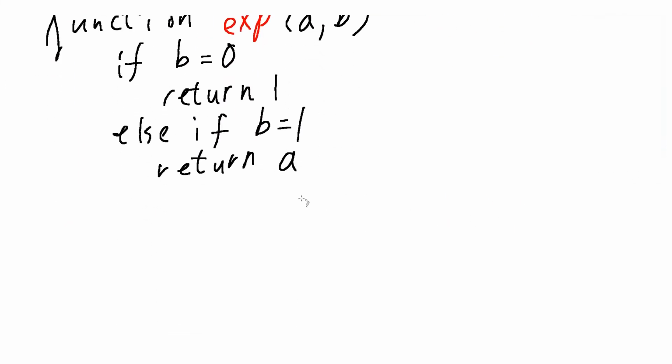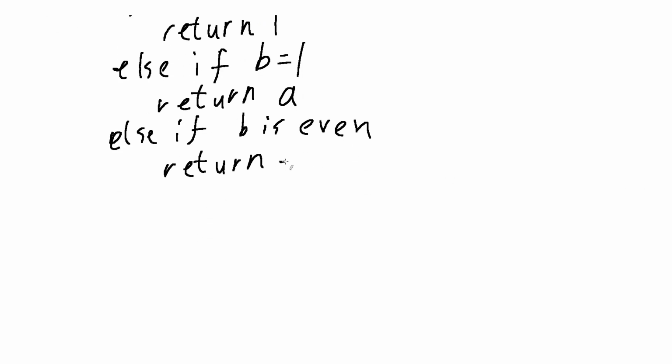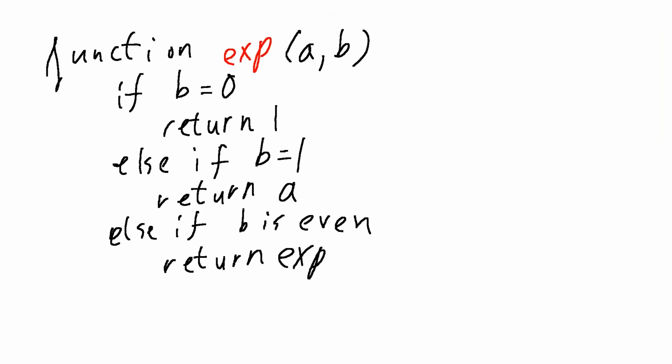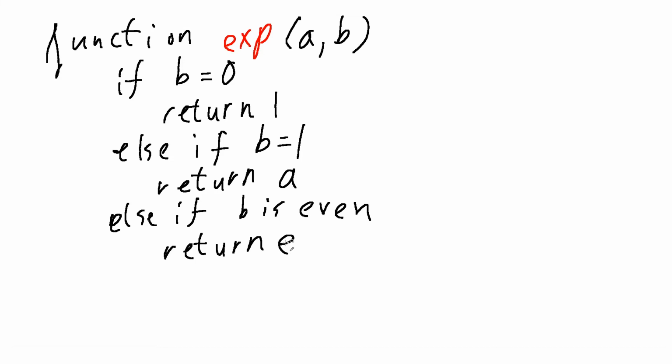So let's look at else if b is even. We can return exp. This is our same function, we're calling it recursively. Let's maybe put this in red like the function itself. Exp of a times a, to the power of b divided by 2.